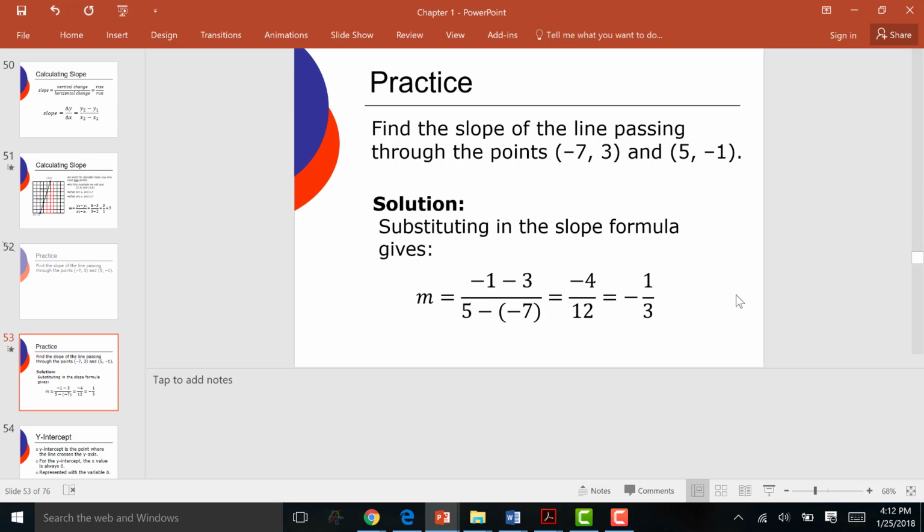Alrighty, so here is the next slide. It actually gives you what we just worked out on the board. And it simplified it. It just didn't show you the GCF was 4, but it simplified it for us.